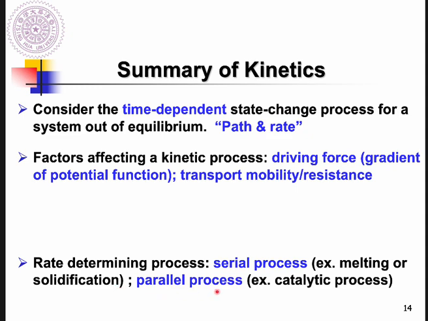And what is a parallel process? For example, the catalyst process. You add a catalyst to lower the activation energy, but inside this beaker, the reactants still have the other path with a higher activation energy. So we do have two paths for the reactants at the same time. So we call it a parallel process.